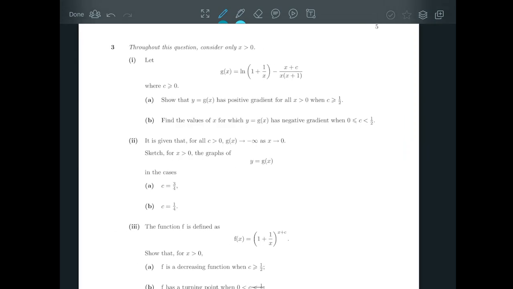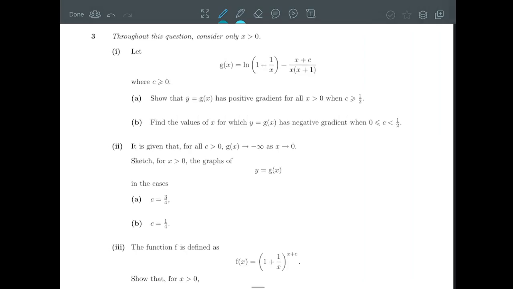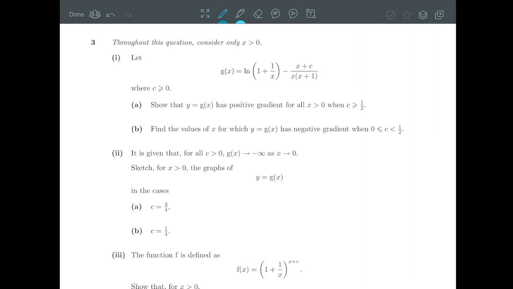Question 3. This is now calculus. So we've got a function. Show that that has a positive gradient. I can differentiate and do that quite comfortably. Find the values which has a negative gradient. For values of c, I can do that quite nicely.